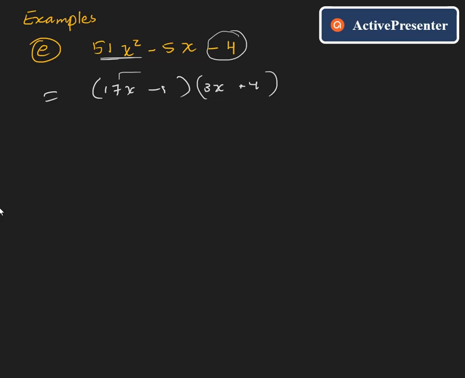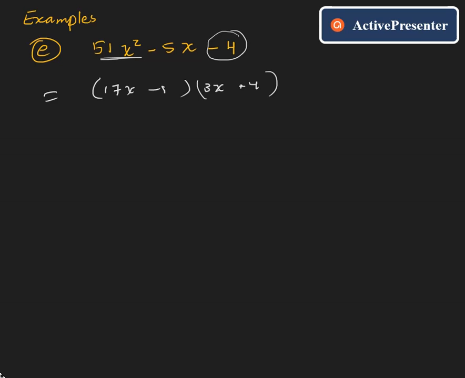Now, if you multiply the outer, you will get 68x, and here you will get minus 3x. If you add them together, you will get 65x, which is not the one we are seeking, the middle term. So we are going to exclude this.